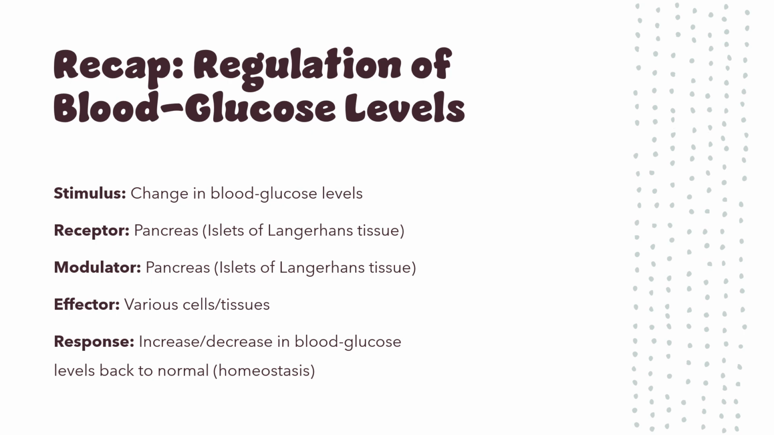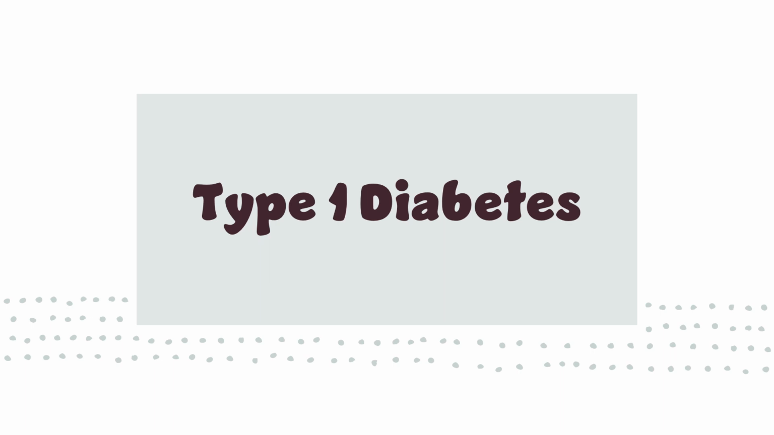All right, just a recap from last lesson. So this is the stimulus response model for blood glucose levels and how when there is a change outside of our normal blood glucose levels, the pancreas, or specifically the islets of Langerhans tissue, detects this. The islets of Langerhans are also the modulator, and then the effector can be a variety of types of cells and tissues, which can then increase or decrease blood glucose back to the normal level. So when there is a malfunction in that process, people can have type 1 diabetes.